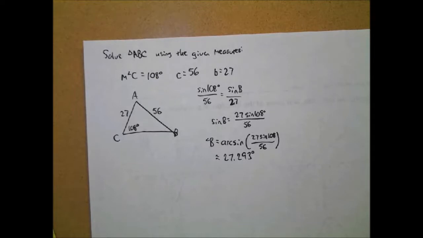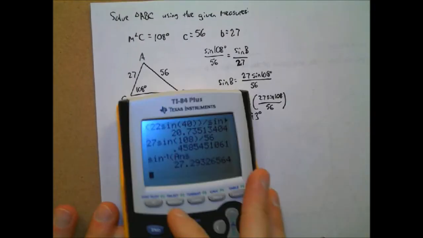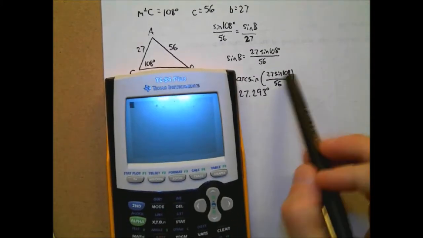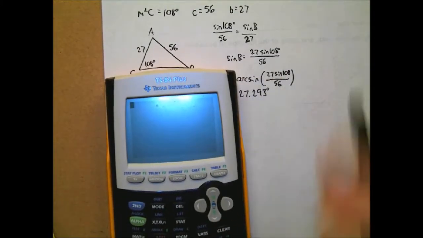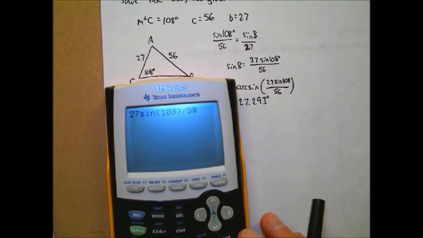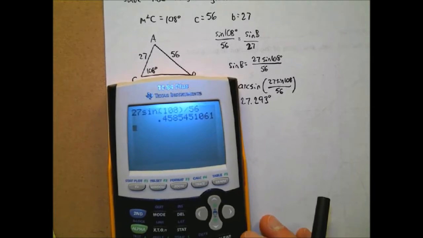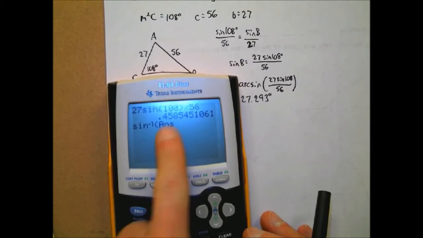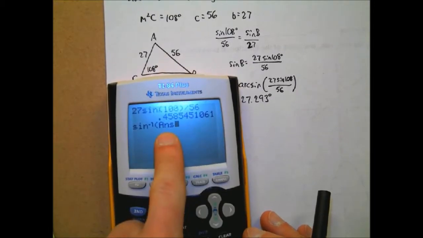So here's a recommendation, because it's a lot of typing into your calculator. If you're having trouble typing this in accurately, do what's inside the arc sine first: 27 sine 108 divided by 56. Get your decimal, and then do second sine, the arc sine, and then second answer. It takes your previous answer, so you don't have to retype the whole decimal. You can just use that, and voila.